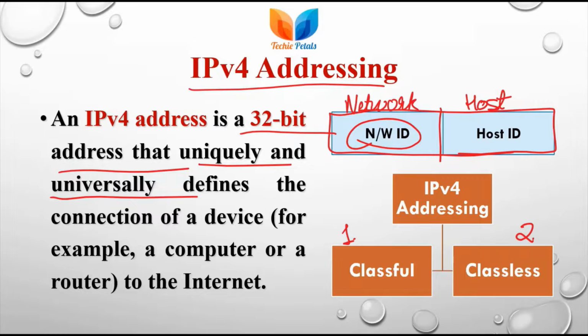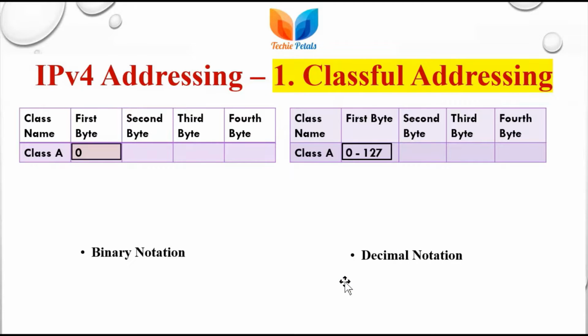So let's see how these two categories of IP addressing are different, meaning which one we should use, classful addressing or classless addressing, and what type of addressing is useful for subnetting. First we have classful addressing, where the network addresses are divided into classes, and for classless addressing we do not have any class. So here, depending on the number of bits in the network ID, we are dividing the IP addresses into multiple classes.